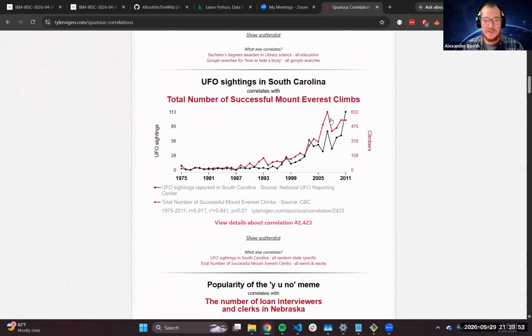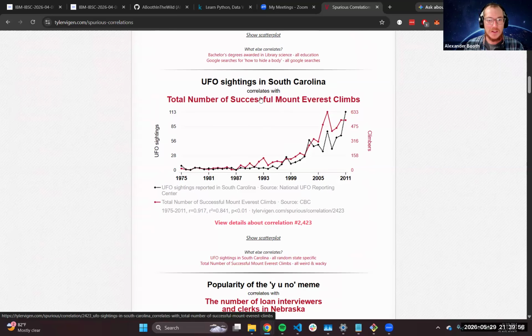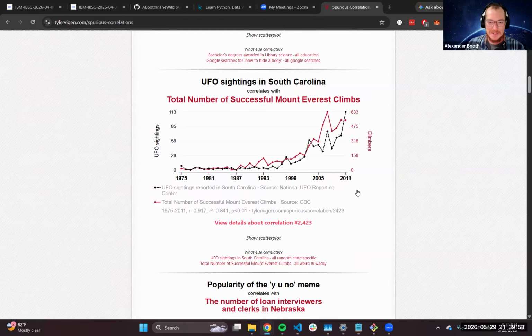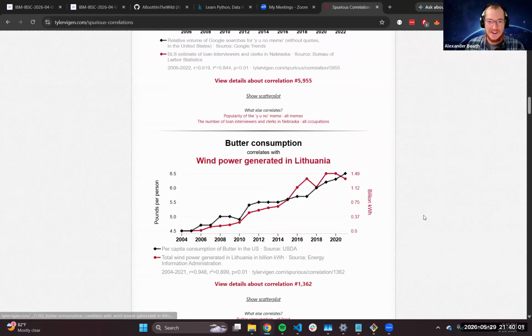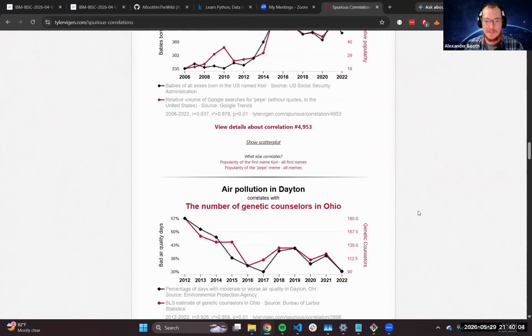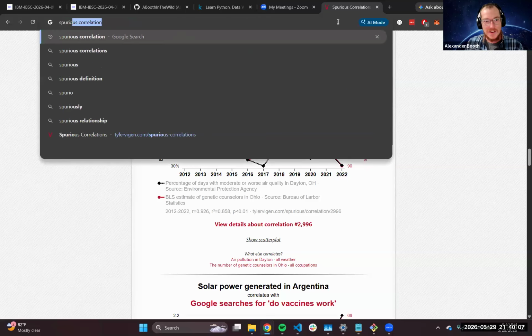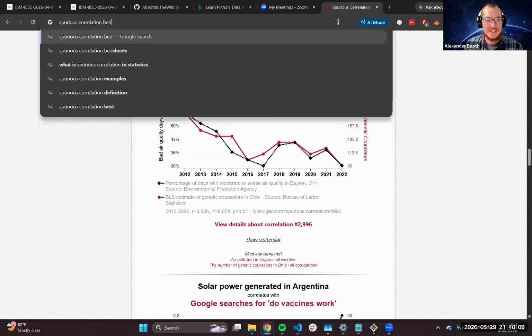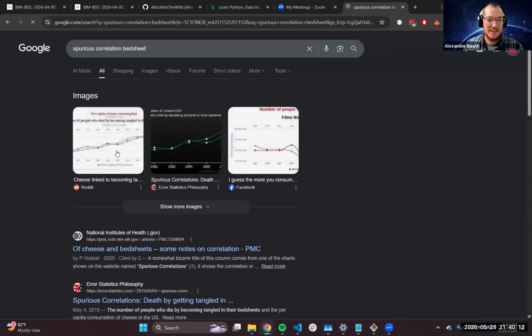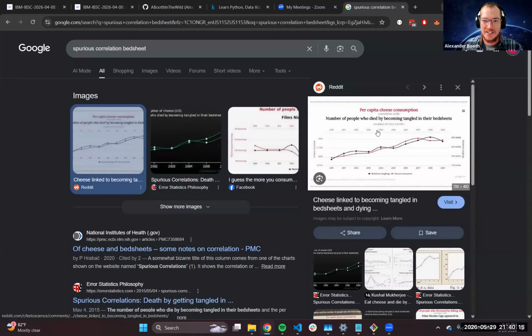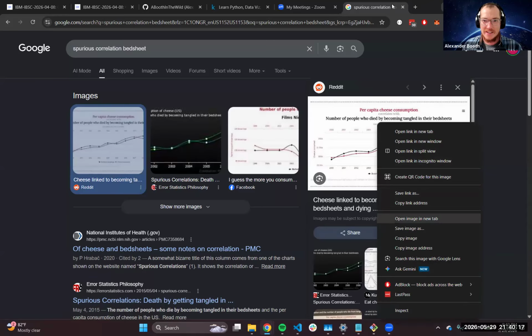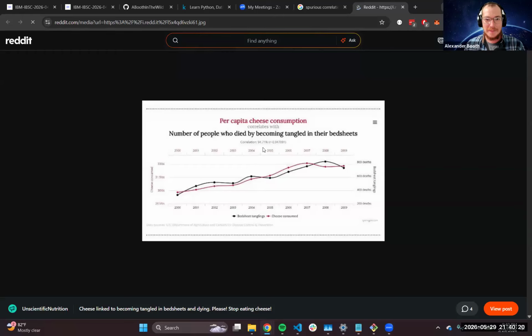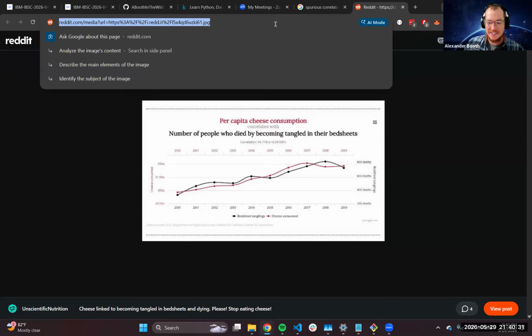Let's see what else we got. UFO sightings in South Carolina correlate strongly with the total number of Mount Everest climbs. Definitely nothing there. I always like the bed sheet one. Let's see if I can find that one. Spurious correlation bed sheets. I can find it. Aha, there it is. The per capita cheese consumption with the number of people who died by becoming tangled in their bed sheets. A perfect correlation. So there you go. If you eat less cheese, you're less likely to die by being tangled in your bed sheet. But we know that's obviously not the case.